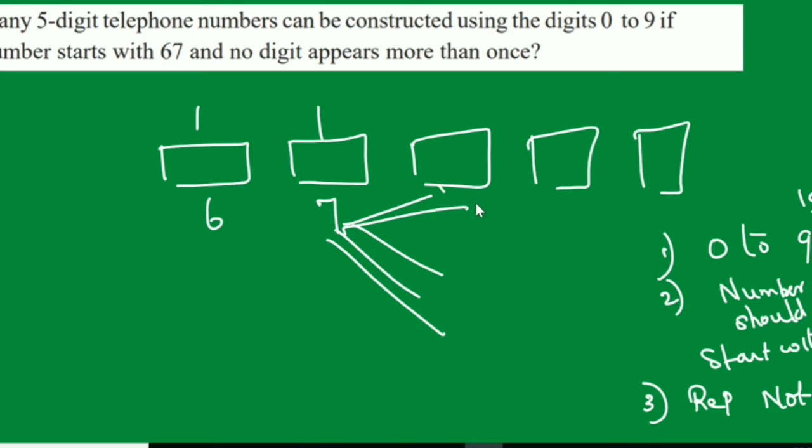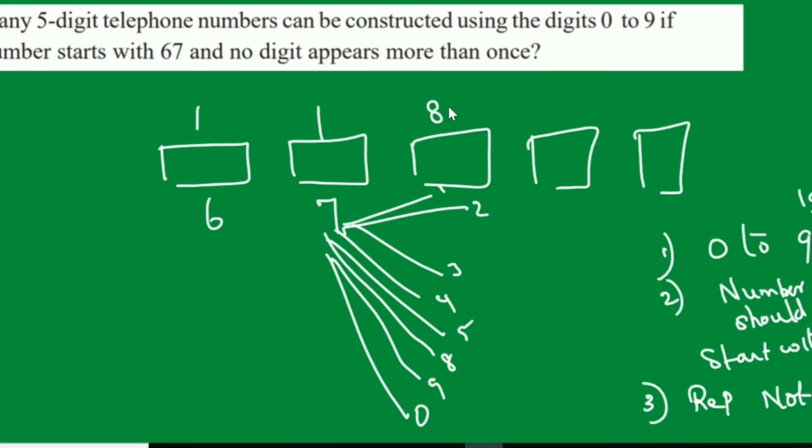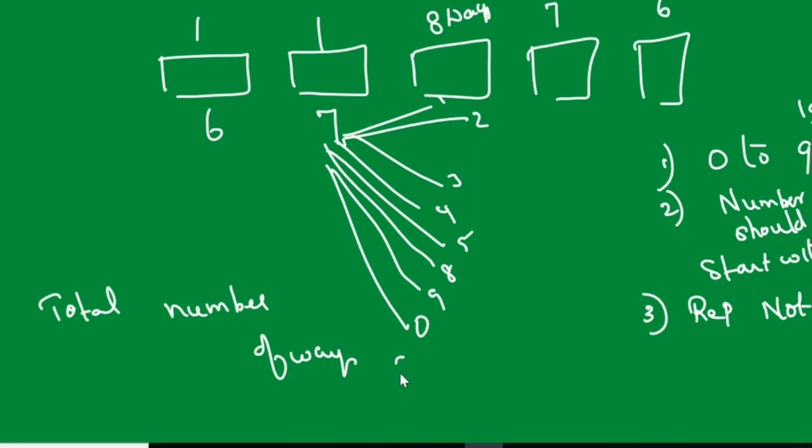So from here, the number will be branched to 8. I can use 1, 2, 3, 4, 5, I cannot use 6, I cannot use 7, 8 and 9, 0 also I can use. So there are 8 ways. So this place can be filled in 8 ways. Now I cannot use this number now because repetition is not allowed. So this will be 7 and this will be 6. So totally how many ways? 8 into 7 into 6, which is 336 telephone numbers.